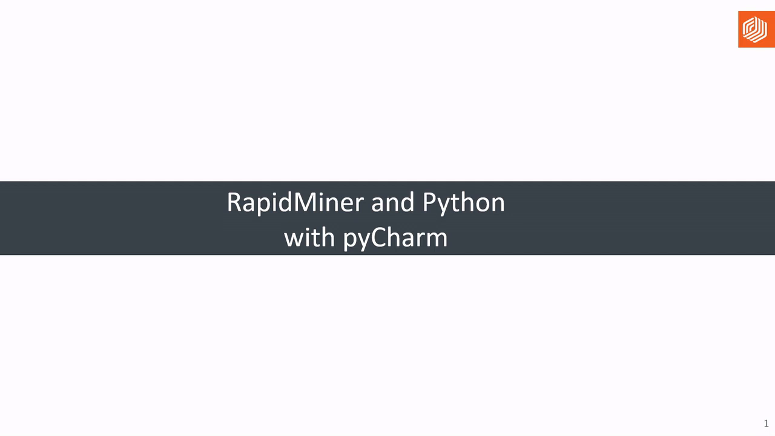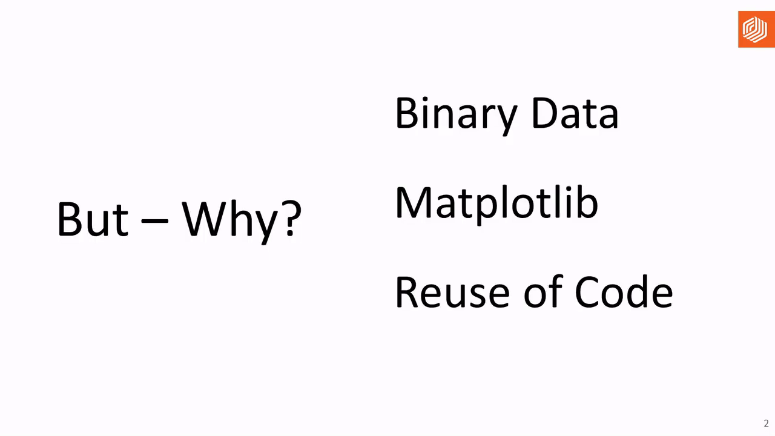So first of all, you might ask the question, why? Why does anybody want to use Python within a data science platform like RapidMiner? And for me, the reason for this is threefold. Number one is you might encounter a binary data format which has C libraries but not Java libraries, so you can't easily write a RapidMiner operator for that. But you might easily get this into Python and pipe it into RapidMiner.